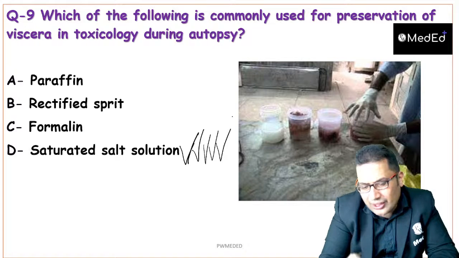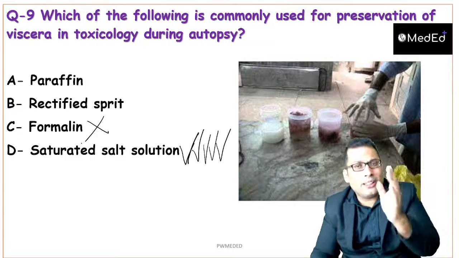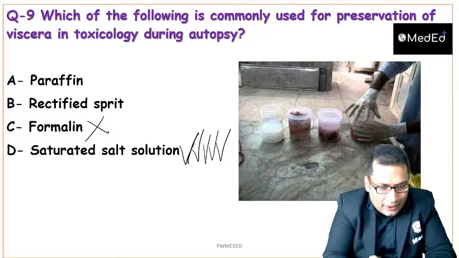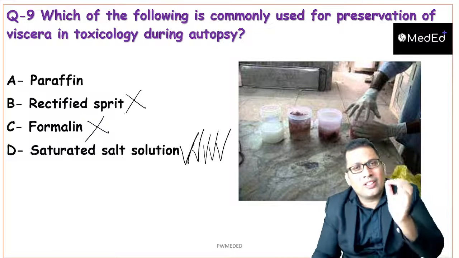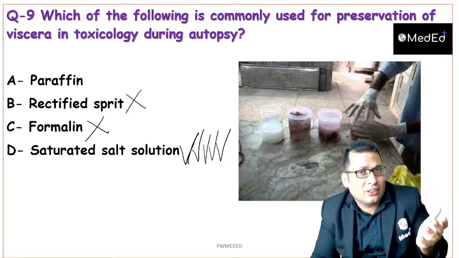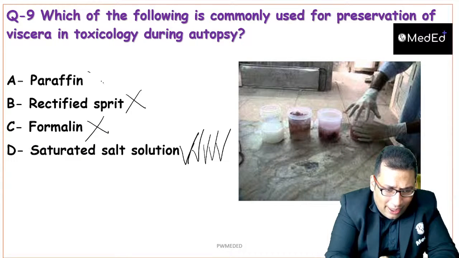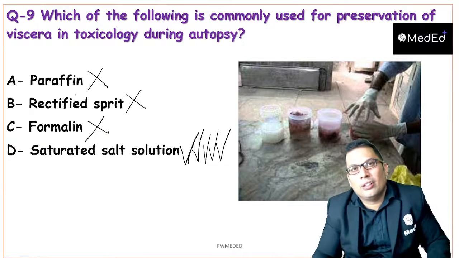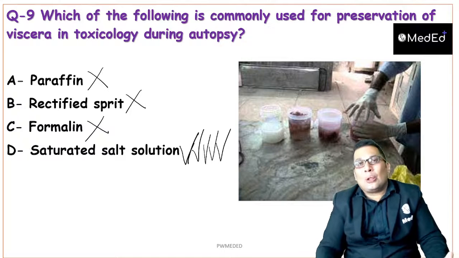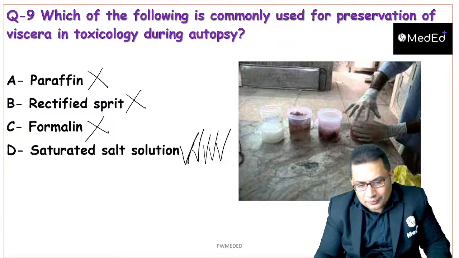Saturated salt solution, correct. Formalin is not the answer. Formalin is used in histopathology, not in toxicology. Rectified spirit is the best reagent, but because it is costly, it is not very commonly used. Paraffin is used for any suspected specimen containing a virus, for example COVID-19 or rabies virus.